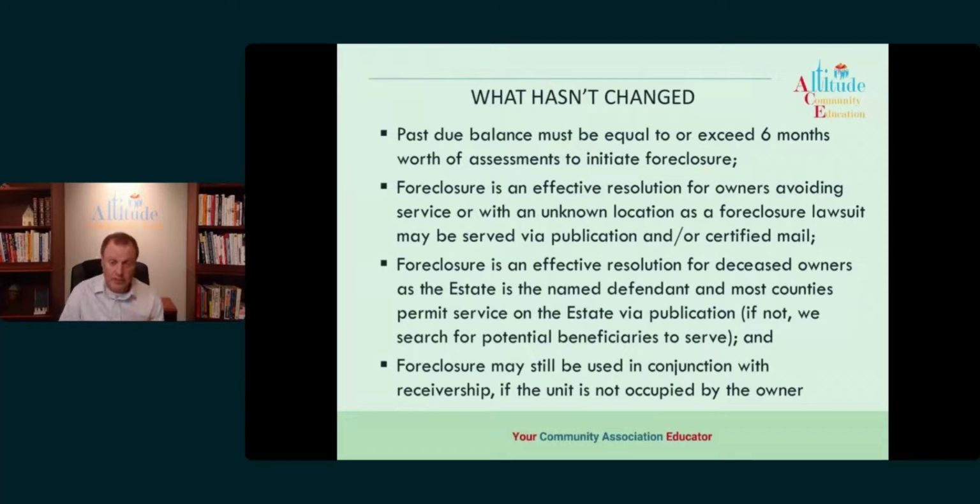So, some of the things that haven't changed. 1130 already had some fairly strict requirements for how you can foreclose, and most of those did not change. One of them is that the past due balance must be equal to or exceed 6 months' worth of assessments to initiate a foreclosure.